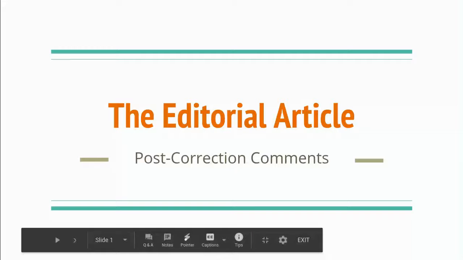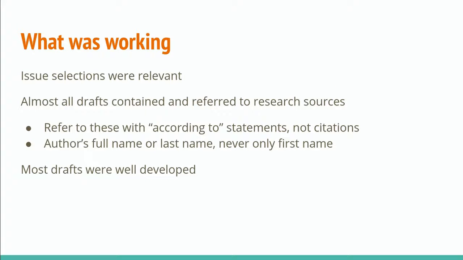Here are some things to think about as you begin the process of revising your editorial article. First, what was working? Generally speaking, those articles that worked better were ones that had issue selections that were relevant.